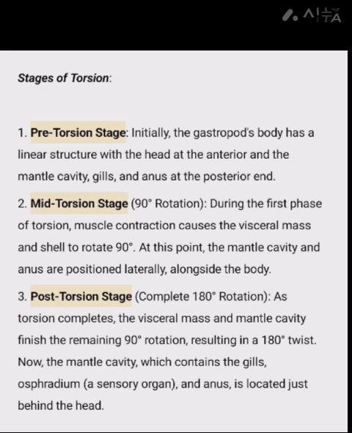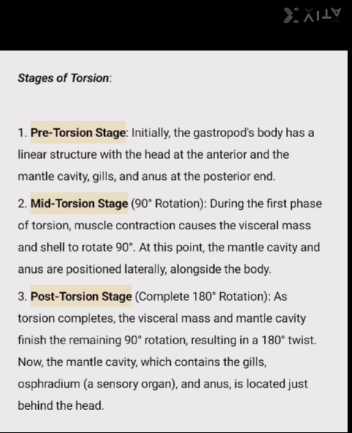2. Mid-torsion stage, 90 degrees rotation. During the first phase of torsion, muscle contraction causes the visceral mass and shell to rotate 90 degrees. At this point, the mantle cavity and anus are positioned laterally, alongside the body.